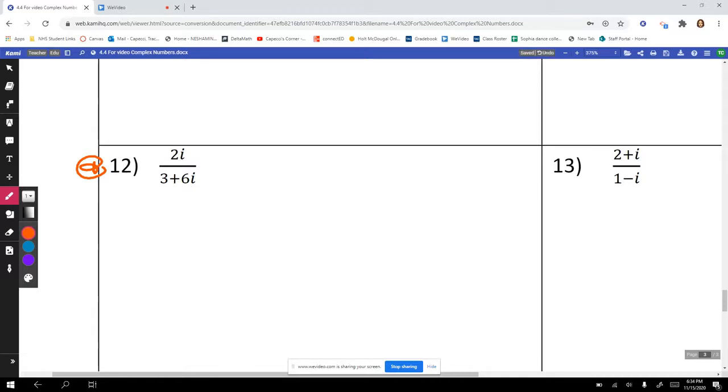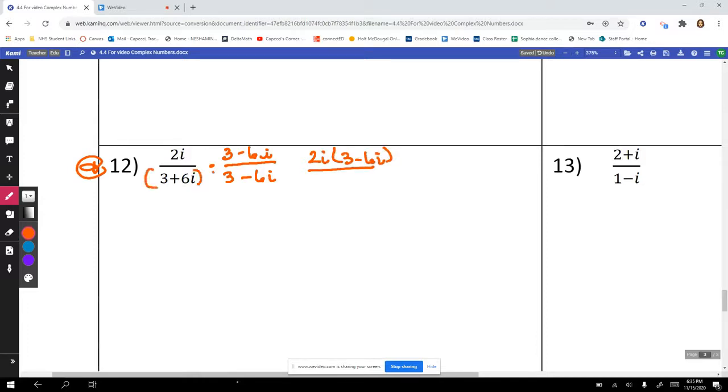Now, in our denominator, again, we can't have an imaginary number. So like we did in the previous problem, I'm going to multiply by the conjugate. So it's going to be 3 minus 6i. Whatever I do at the bottom, I do to the top. So that's going to give me 2i times 3 minus 6i all over.